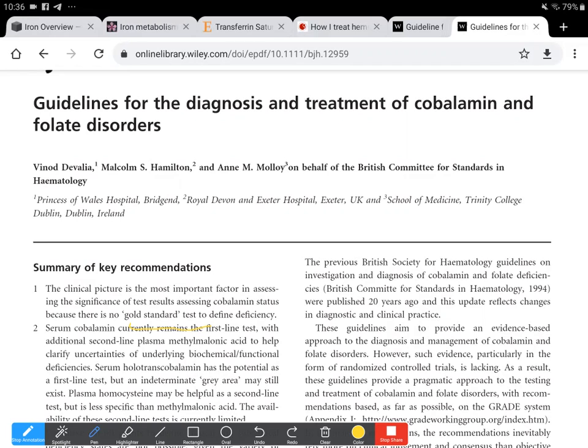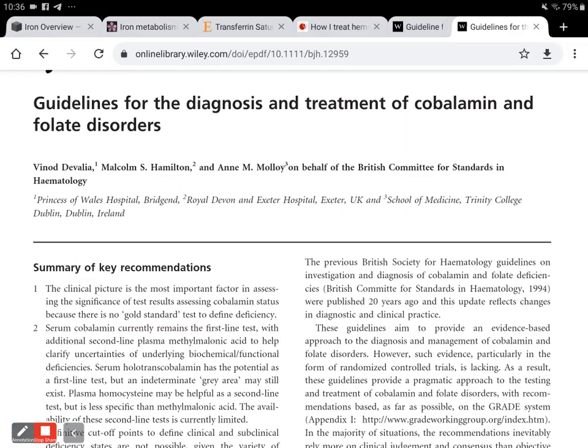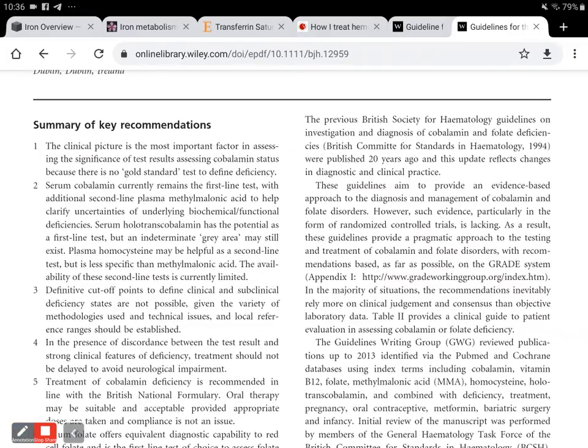And then in the tests, the serum cobalamin currently remains the first line test, with the additional second line plasma methyl malonic acid to help clarify uncertainties of underlying biochemical functional deficiencies. And then the third in line is the serum holotranscobalamin level, which has the potential as a first line test, but an indeterminate gray area may still exist. So plasma homocysteine, therefore, may be helpful as a second line test, but is less specific than methyl malonic acid.